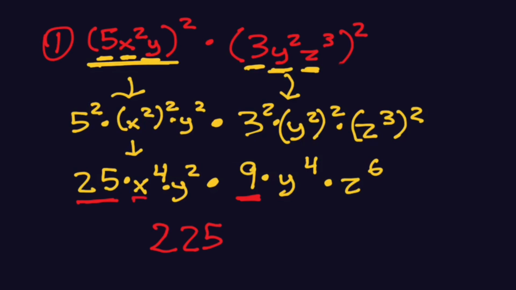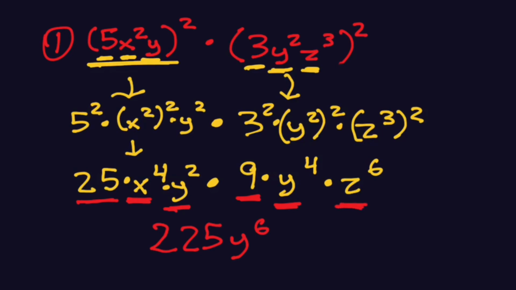225. Now let's look at x to the 4th times y to the 4th. We cannot combine those. Those cannot really multiply together. They're already in their simplest form. But we can multiply y squared times y to the 4th together, and that's going to be equal to y to the 6th power. So now the y is in its simplest form, y to the 6th. And finally, we have x to the 4th and z to the 6th left.